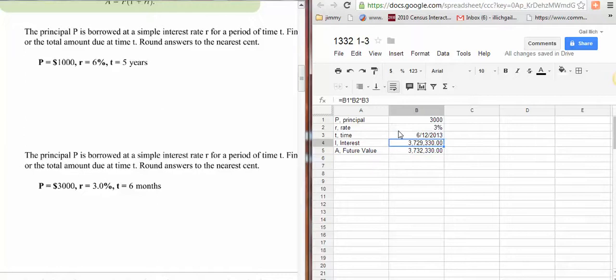Oops, notice I did that, and because I didn't put an equal sign, the computer thought it was a date, like June 12th, 2013. So I need to fix that. I want equals 6 divided by 12. Of course, if you're having a good day and you just want to put in 0.5, because 6/12 is half a year, that's fine too. Okay, and so those numbers look better: $45 in interest, $3,045 is the future value.